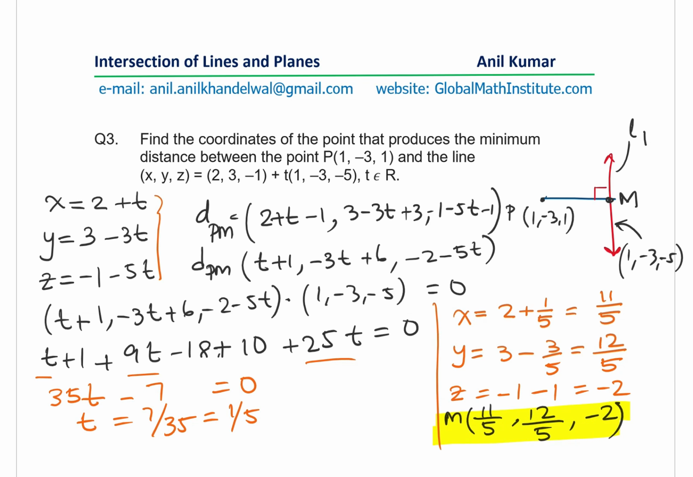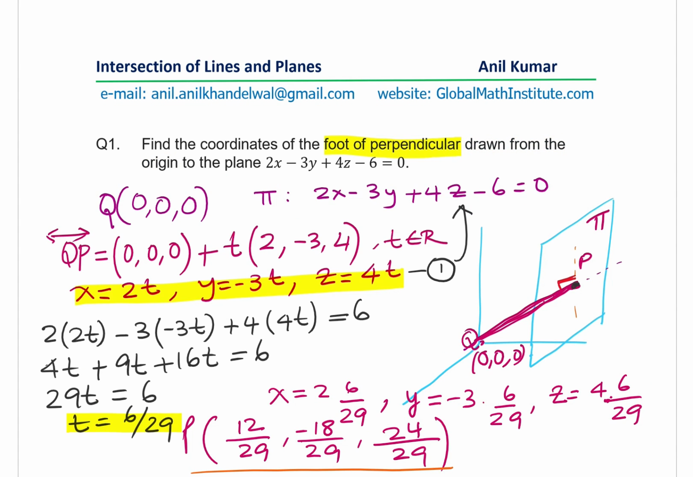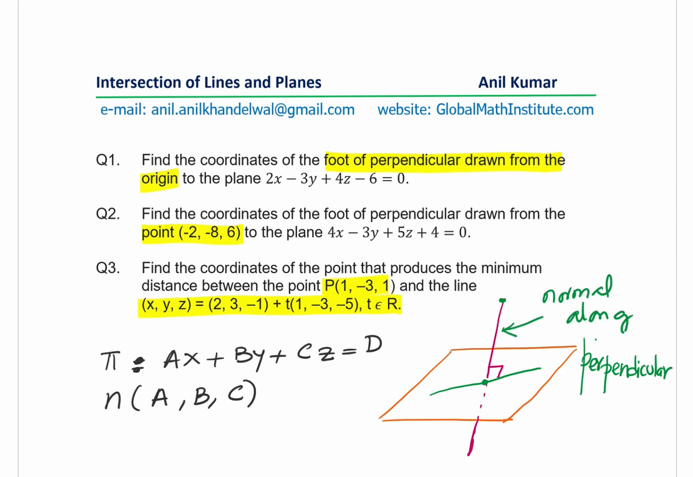I hope the steps are absolutely clear. When we are talking about a line, we have the directions to consider. Perpendicular means that their dot product is 0. But when we are talking about the planes, we have the normal. So it is along the normal, and therefore we had this kind of scenario. So that is how we are actually going to solve all the three questions. So I hope that makes sense.